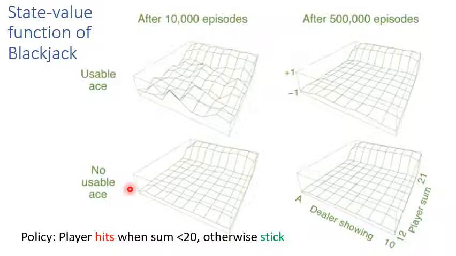Then if we don't use the Ace as 11, we just use it as 1, then it's easier to learn. After 10,000 episodes, you can almost learn the policy for Blackjack. It basically means that we stick if the sum of cards is close to 21, or otherwise we call, right?